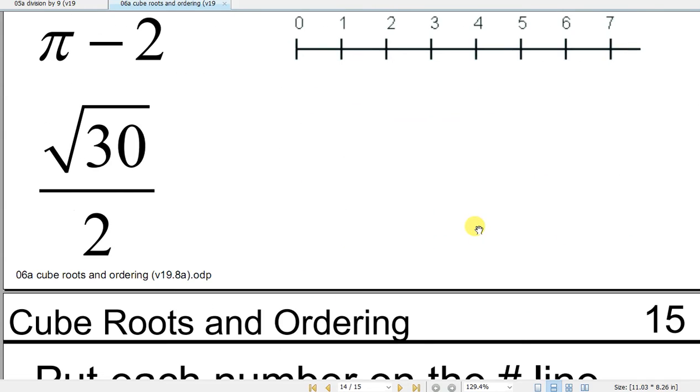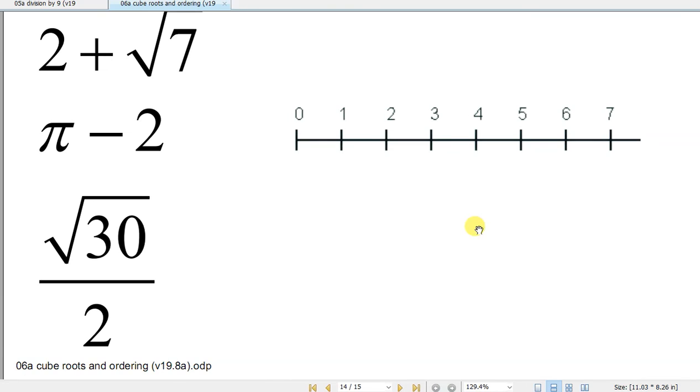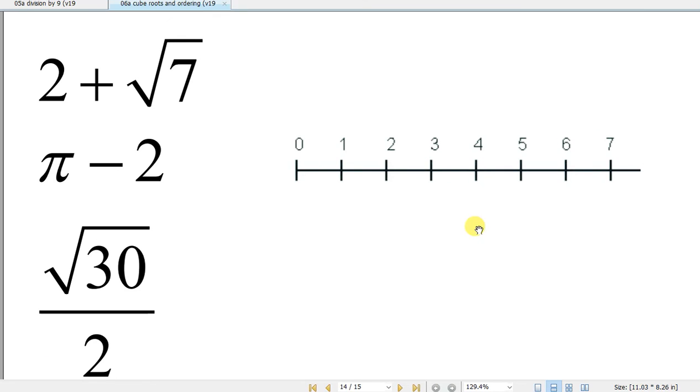Now could we put all of those numbers on the number line? We could. Let's do that. You don't have to do this in your notes. I'll do it on my computer, though. Except I lost my pen. There it is. All right, so let's put these on a number line.